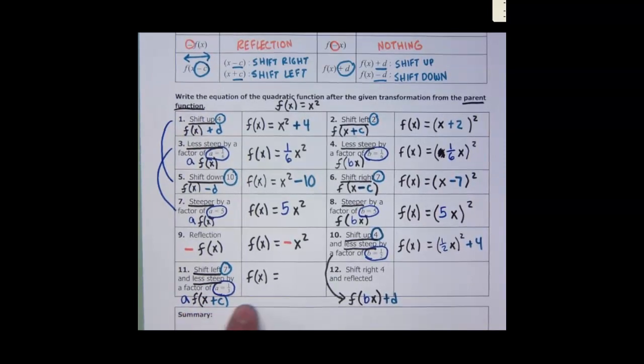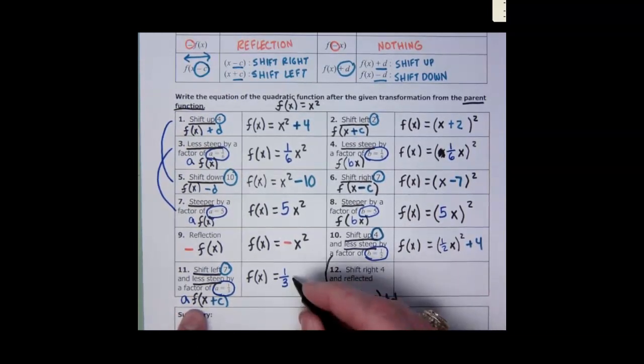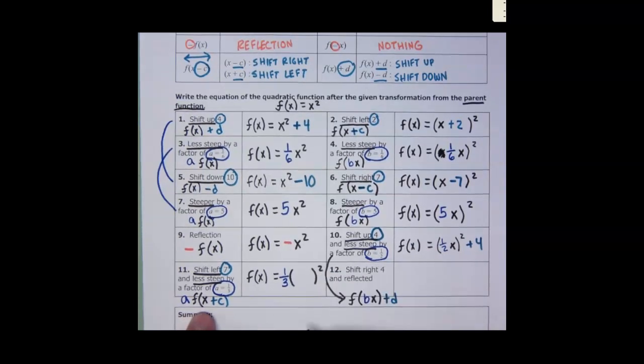Well, let's take it one by one. I'm going to have my a. What's my a? 1/3. Okay, then I'm going to write my f of x, right? I'm going to have parentheses squared, x, and then it's going to be plus c, so plus 7. Okay, so this 1/3 is out in front because it's less steep by a factor of a, and then this plus 7 is inside the parentheses.